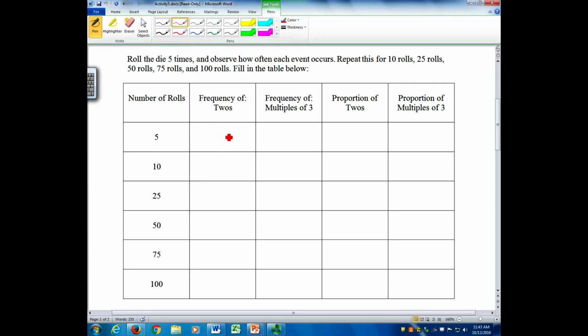So like say here, you rolled it and you got 2 2s. Your proportion would be 2/5, 0.4 or whatever. And then maybe you roll it 10 times and you get 3 2s out of that, so your proportion is 3/10, which is 0.3. Okay? And so just go down the line here and fill all those in. And do the same thing for multiples of 3, and fill those proportions in.